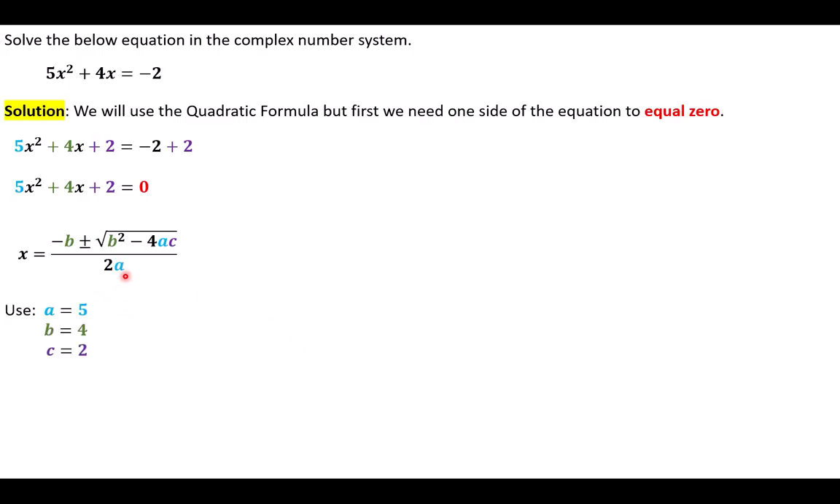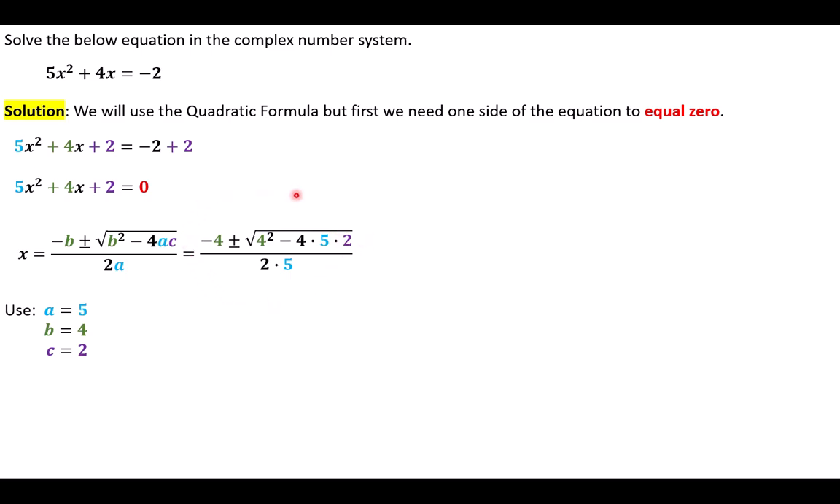Now, in the quadratic formula, a is the coefficient of the squared term, which is 5. b is the coefficient of the linear term, the coefficient of x, which is 4. And c is the constant term, which is positive 2. We'll replace these variables, these letters, with these numbers. Negative b becomes negative 4. b squared becomes 4 squared. 2 times a becomes 2 times 5. 4 times a times c becomes 4 times 5 times 2.